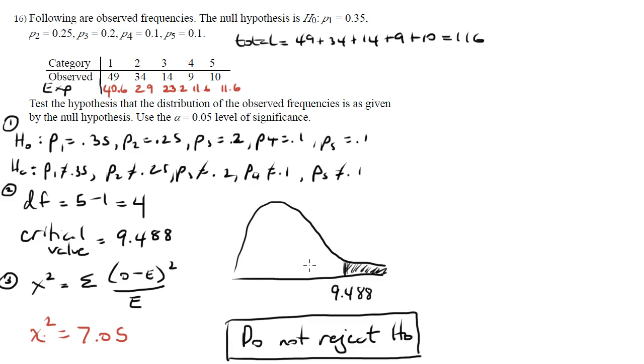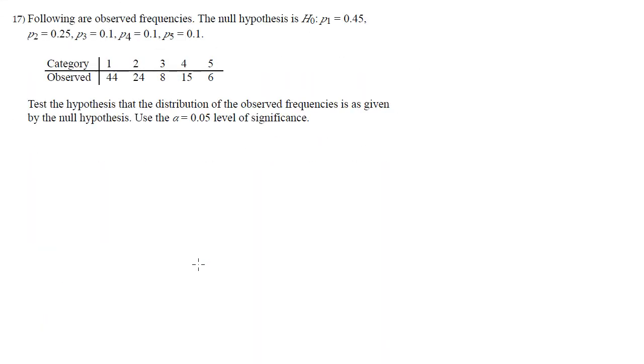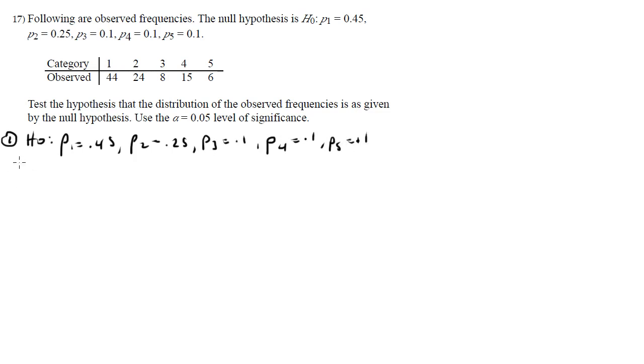For 17, we're going to do the exact same thing. So step 1, I'm going to write the null and alternative. Null: P1 equals 0.45, P2 equals 0.25, P3 equals 0.1, P4 equals 0.1, P5 equals 0.1. The alternative is P1 does not equal 0.45, P2 does not equal 0.25, P3 does not equal 0.1, P4 does not equal a tenth, P5 does not equal a tenth.